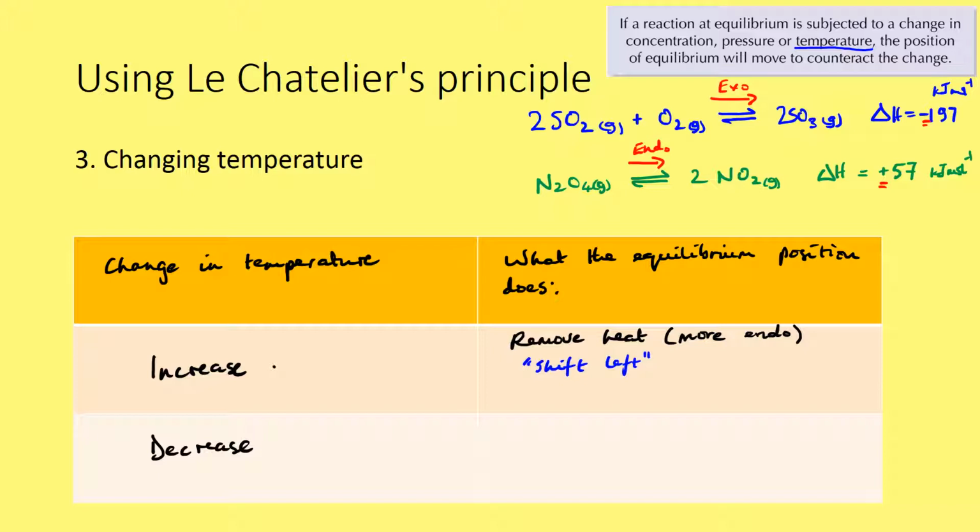Now let's switch to the green reaction, the dinitrogen tetroxide reaction. Again, we want to remove heat, but in this case, it's the forward reaction that is the endothermic reaction. So we want more of the endothermic reaction to remove heat. So in which case we want more of the forward reaction. So that means more forward reaction means we're going to shift to the right.